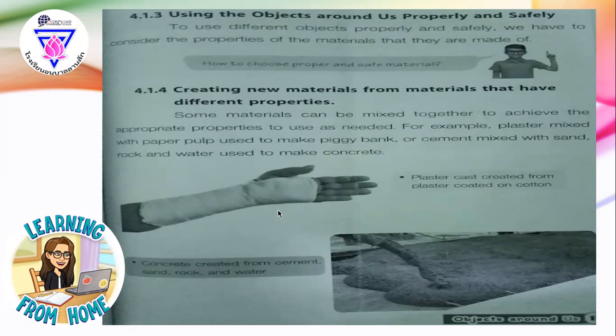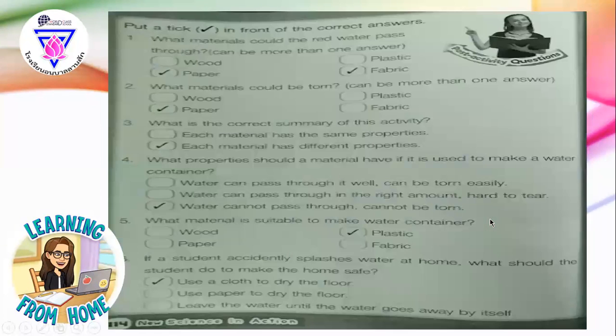So this is the example. Plaster cast created from plaster coated on cotton. And then concrete created from cement, sand, rock, and water. This is how you are going to make hollow blocks. Okay, next, this is only a review. I want you to open your book on page 114 and we will answer the activity there.